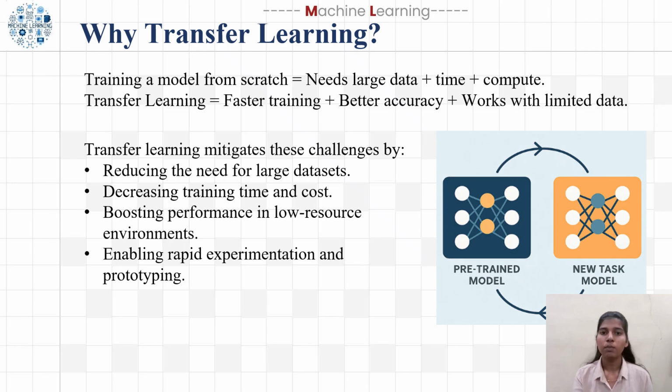The takeaway is simple. Training from scratch is data hungry, slow, and compute intensive. Transfer learning is fast, gives better accuracy, and works well even with limited data.